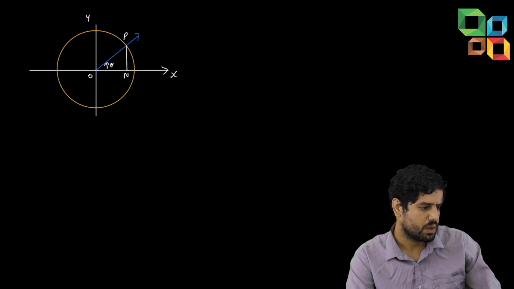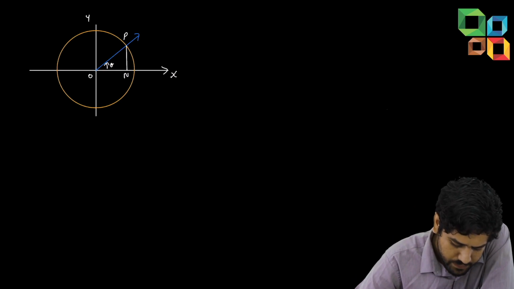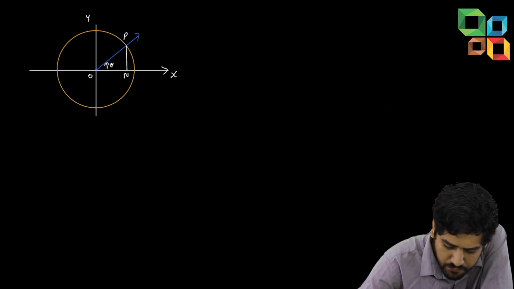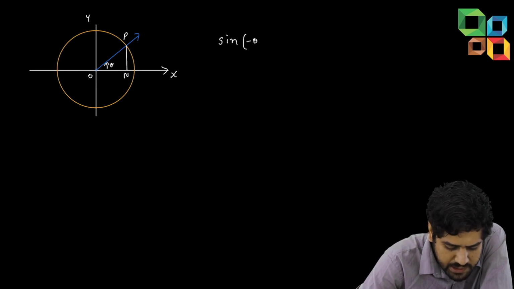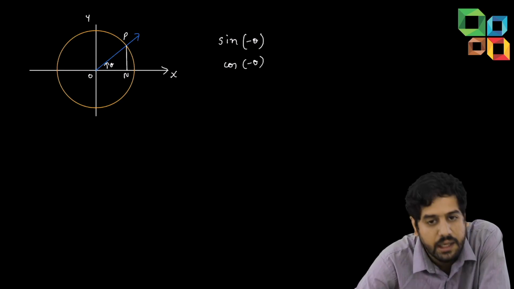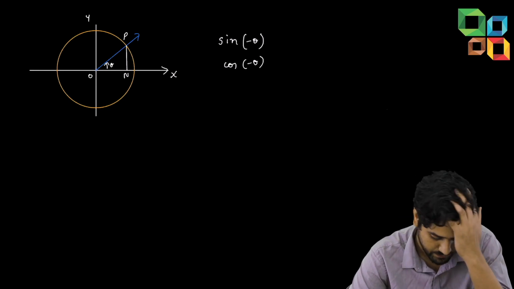We need to find the sine of negative angles. So we're looking at negative angles. If sine theta is like this, we have to find the following: sine of minus theta, cos of minus theta, and the remaining ratios, tan, cosec, cot, etc.